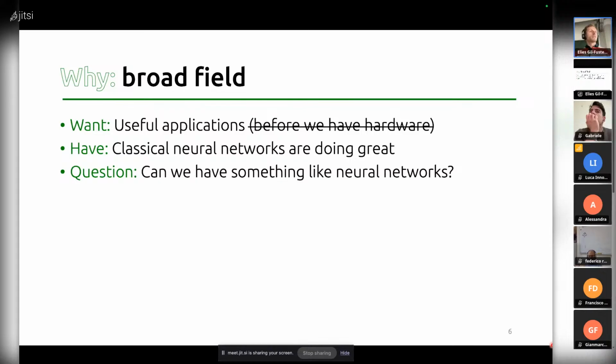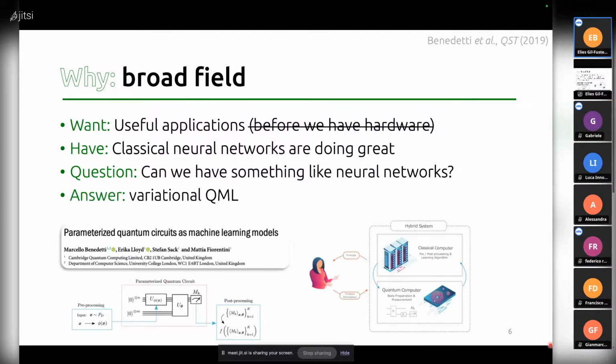We look around, and what we see is that classical machine learning is doing great. So then, one thing we can do is, can we have something like neural networks, but make it work for quantum computers? And by now, it's a very well-established field that one possible answer to this question is variational quantum machine learning. Variational quantum machine learning is a bit of an umbrella term that has been around for a bit now. And the idea is we will have a quantum circuit that will make some guesses.